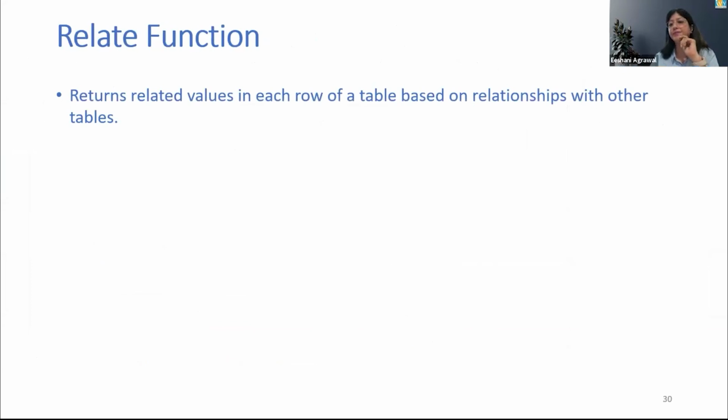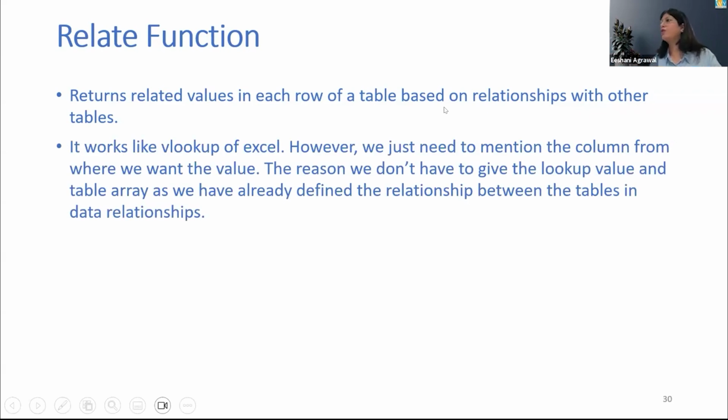Called RELATED. What RELATED does is return the related values in each row of a table based on the relationship with the other table. What does it replicate in Excel? Excel VLOOKUP is what RELATED does. VLOOKUP is what? You have two tables, and between the common column, you bring information from one table to another table. The same thing is the work of RELATED. It works like VLOOKUP of Excel, right?